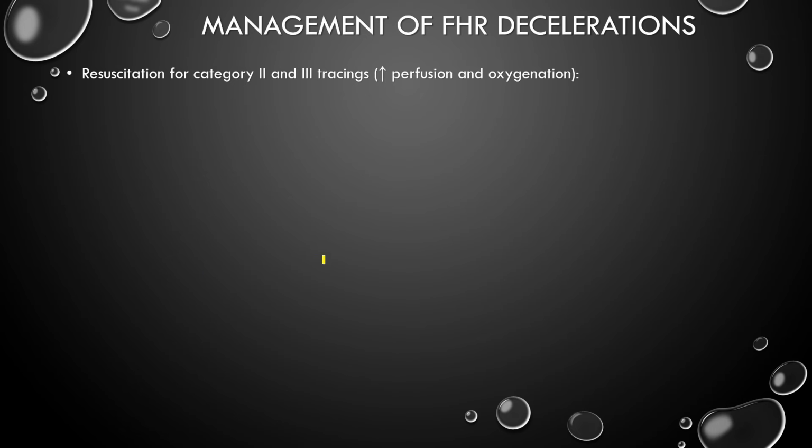So now further management. Resuscitation for Category 2 and 3 tracings. The goal is to increase perfusion and oxygenation. So even with Category 2, we're going to do this as well because there's a risk of hypoxia, and we don't want any hypoxia in our baby. So you can reposition to the side, so to the left or to the right. The reason why this will help is that this will shift the uterus to one side and help the blood flow be a little more stable to the placenta.